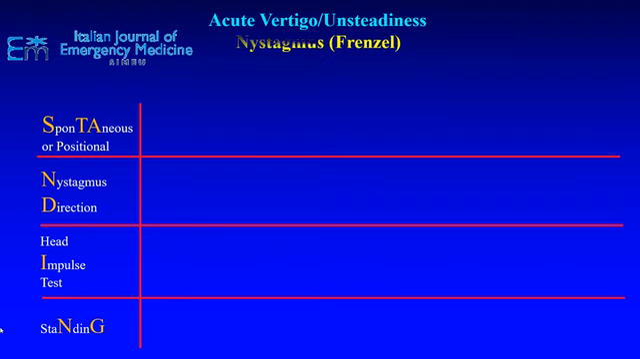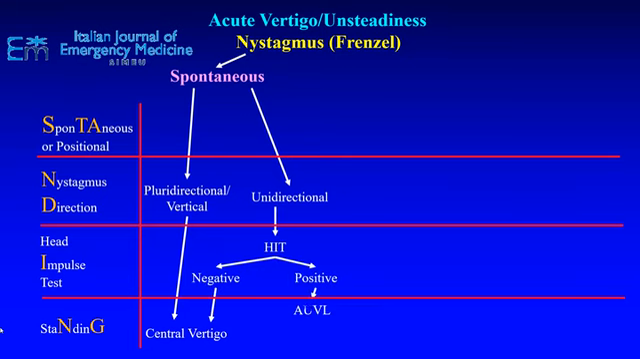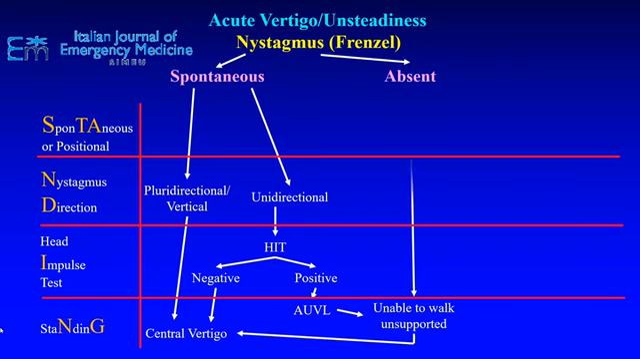They look for nystagmus with Frenzel glasses. If nystagmus is present, which is spontaneous pluridirectional or vertical, they take it as central vertigo. If it is unidirectional and if HINTS is negative, it is central vertigo. If HINTS is positive, they say it is acute unilateral vestibulopathy, but if the patient is unable to walk unsupported, it is a central vertigo. If nystagmus is absent and the patient is unable to walk unsupported, this is a central vertigo.